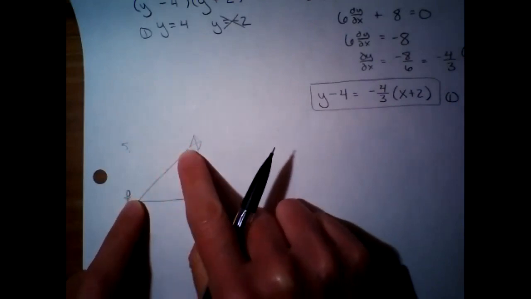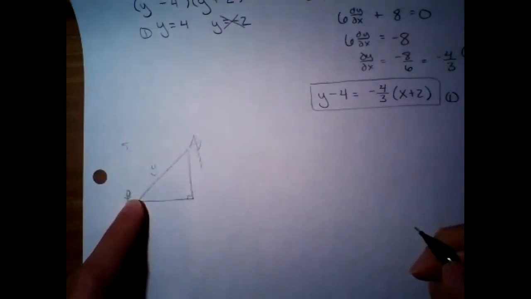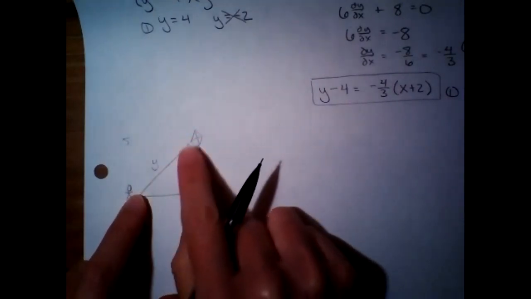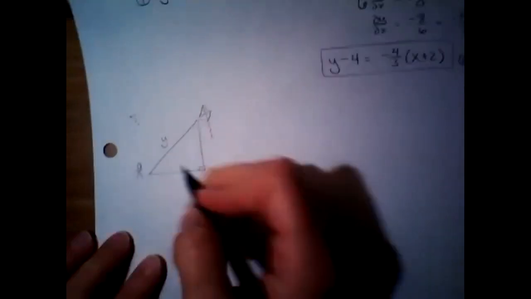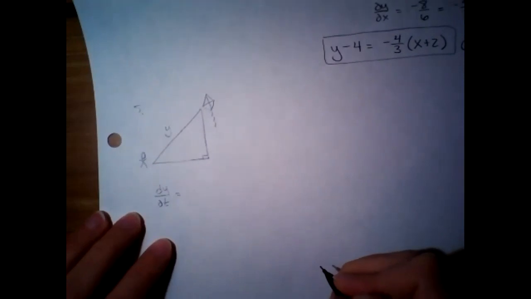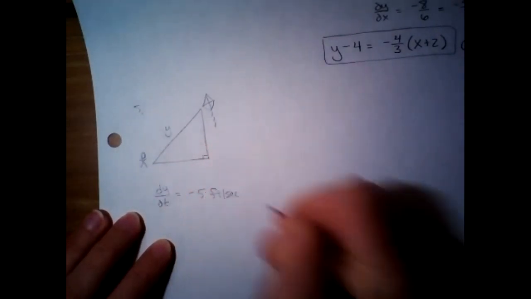So I need a variable for this distance. I'm just going to call it y. You may have called it something else, that's fine, it doesn't matter, but it has to be a variable, it can't be a number because it's changing. So he's pulling that in at 5 feet per second. So that's going to be our rate for y, dy/dt, and it will be negative 5 feet per second.